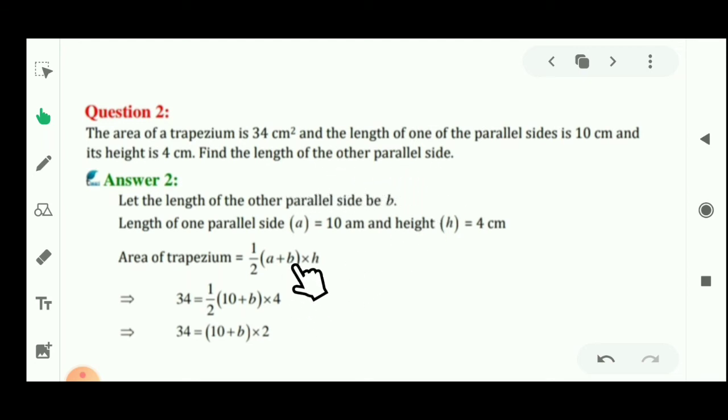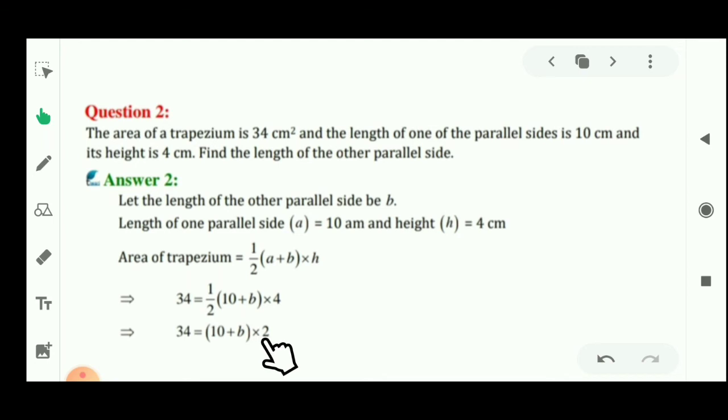That means B's value we have to find, and H value is given in the question, that means 4 centimeter. And area of trapezium is given also in the question, that is 34 centimeter square. So now you have to put these values in the formula. From this you are able to solve for B's value, students. How can you find the value of B?